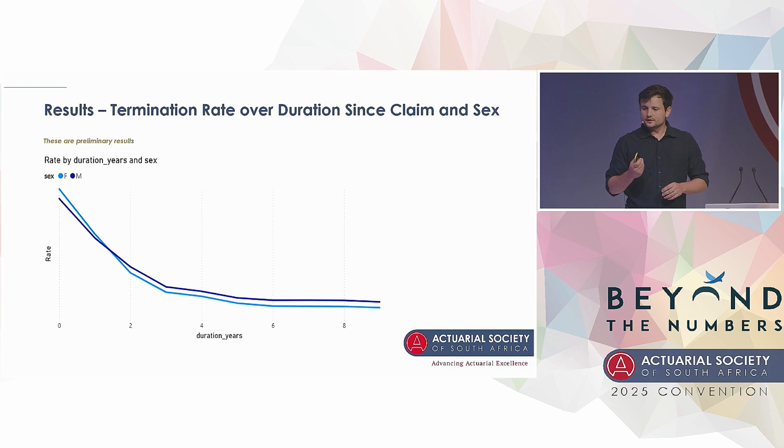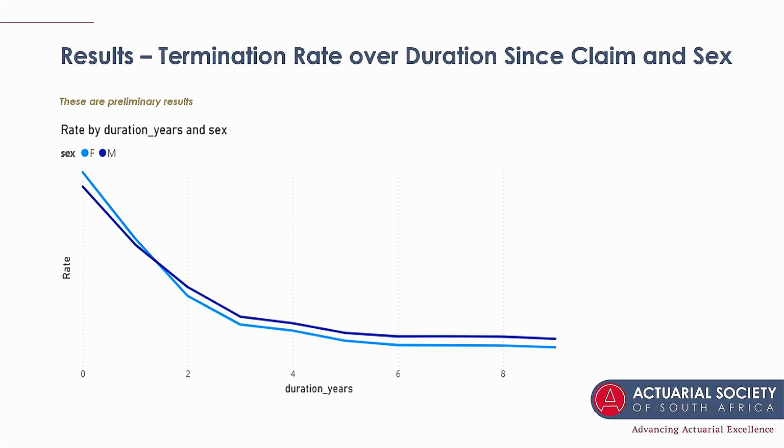You'll see that what I'm showing here is the rate over duration years, for males and for females. As you would expect, at duration 0 the termination rates are quite high, and then over time it goes into a tail. I'm only showing 8 years, which makes it easier to look at, but going further than that, it looks quite similar.